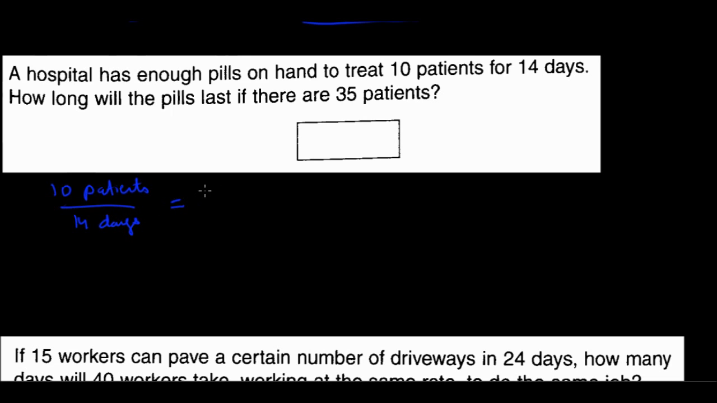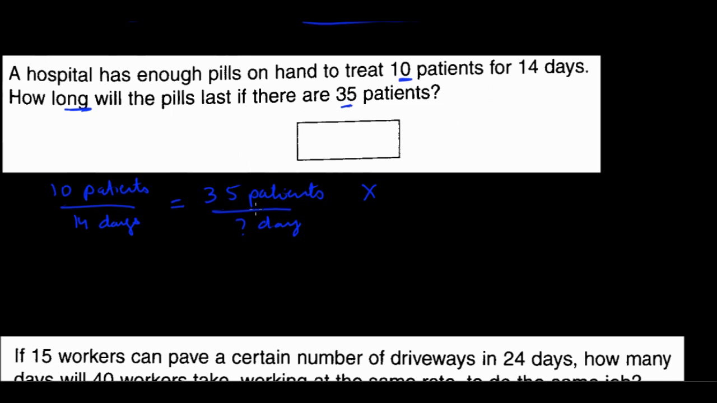If you go ahead and just do the regular proportion thing, then I have 13 patients, and I want to know how many days, right? How long, meaning how many days, the pills will last for 35 patients. But this is actually the wrong way. If you do it this way, the number of days will come out to be more than 14 days, which is not the case. Since you have more patients now, 35 compared to 10, the days should go down.